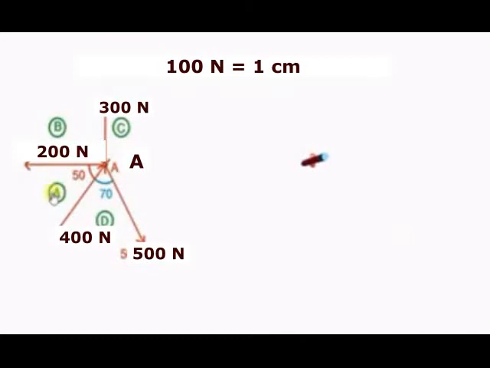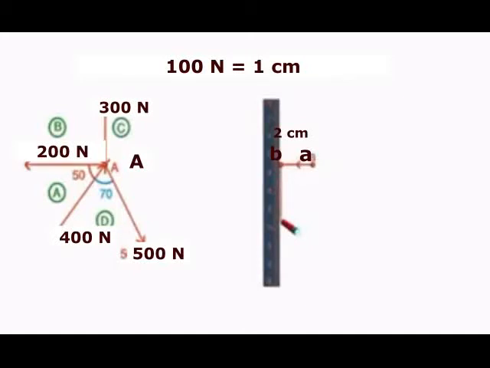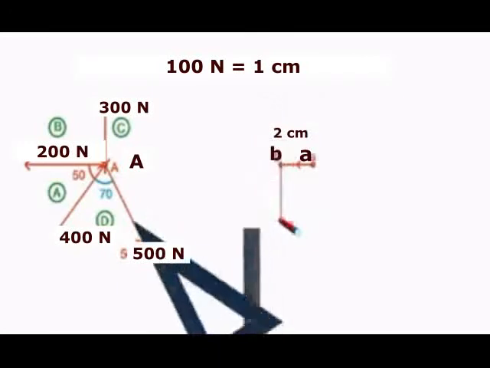So the first force is 200 and that is represented by this AB by 2 centimeter. So we'll draw this 2 centimeter length. So the first force that we have drawn is of 2 centimeter length parallel to this particular 200 Newton force. The second force is BC. Draw a line parallel to this 300 Newton force, that is 3 centimeter by scale.